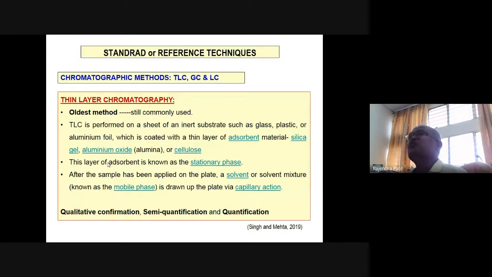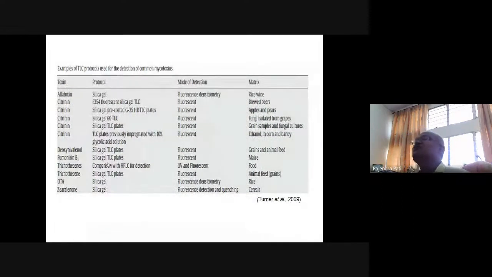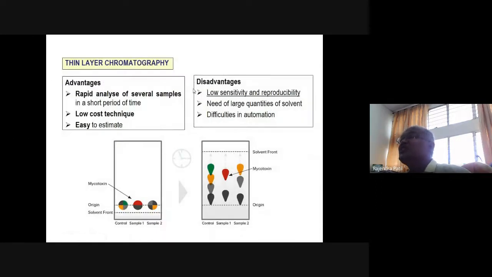Although thin layer chromatography is the oldest method, it is still used today, and it is a very important technique for confirmation, semi-quantitative analysis, or quantification. There are different protocols and different mycotoxins that we can detect with this technique, and we still use it for the detection of these mycotoxins.